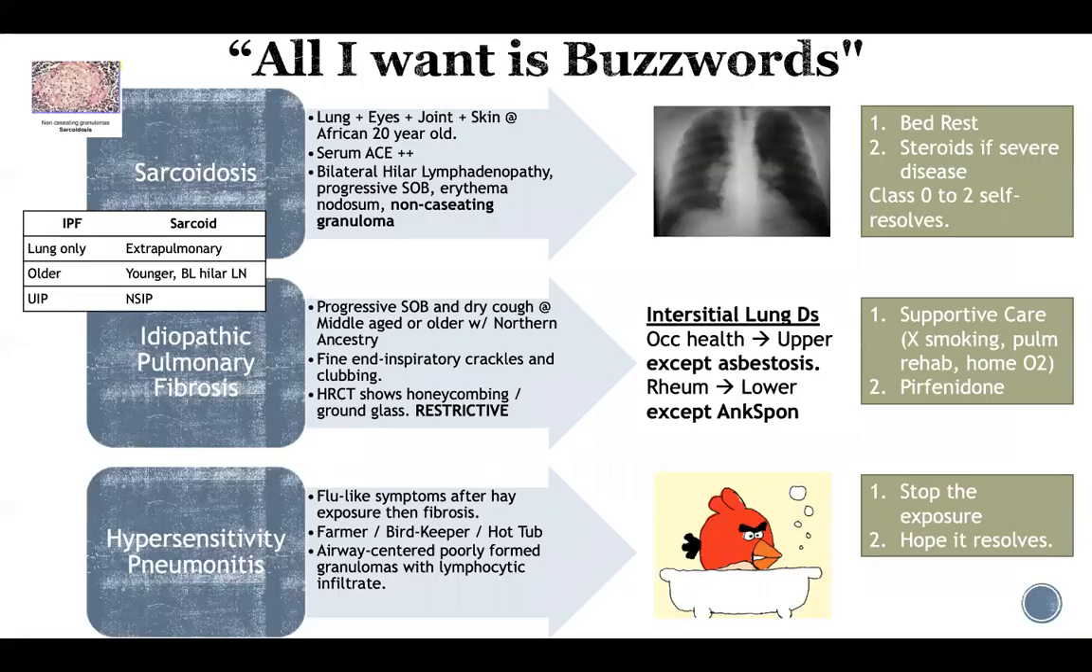All I want is buzzwords. Buzzwords: sarcoid, serum ACE, young African, probably female, bilateral hilar lymphadenopathy. You take a chest x-ray, you figure out how bad it is, and then you give them steroids or not. You will never be asked to manage it yourself, I think. This one would be more of an MCQ question.